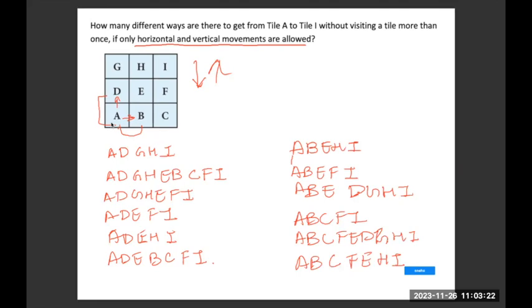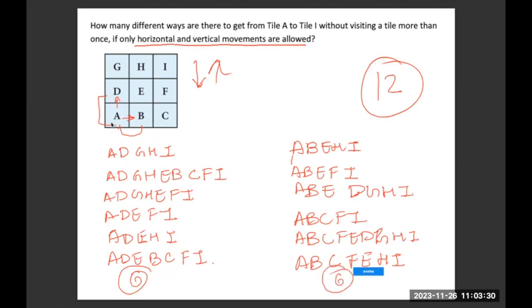So, yeah, besides this, I don't think anything else is possible. So 12. 6 of AD series and 6 of AB series. So there are 12 routes possible, provided only horizontal and vertical movements are possible. Any doubts, any questions? You have to go systematically, okay, in this case.